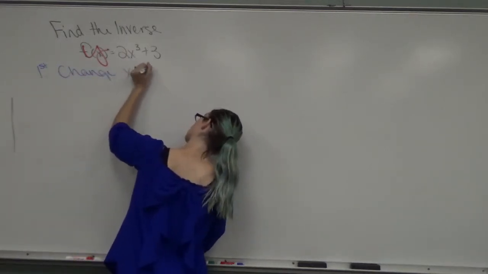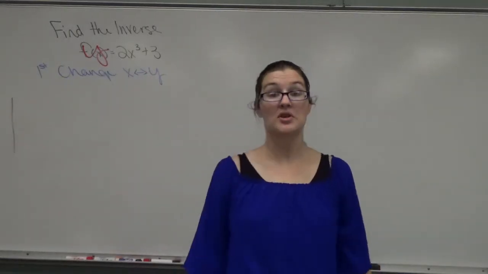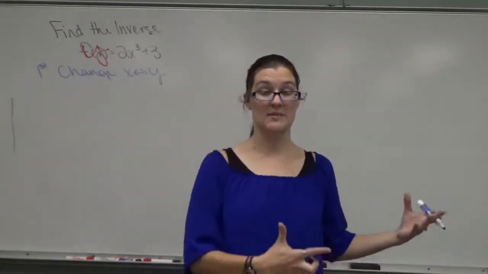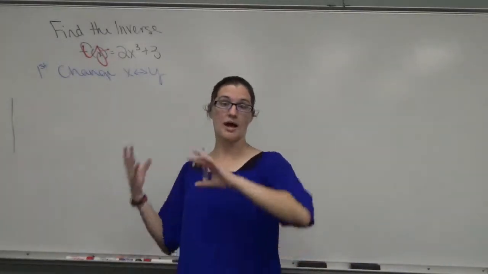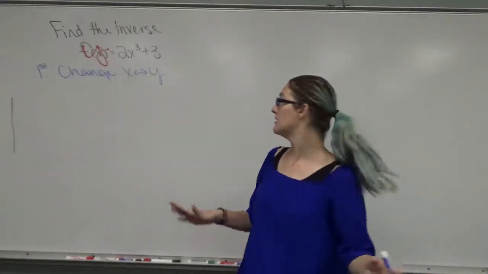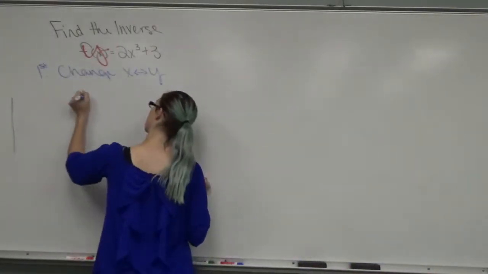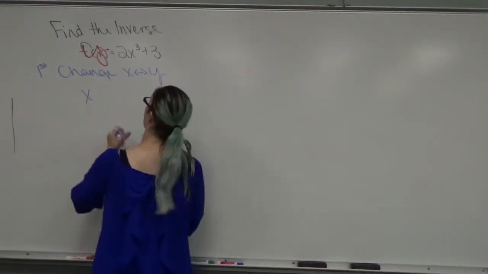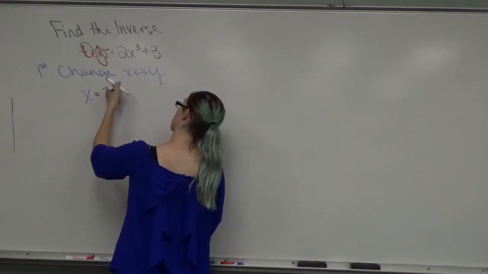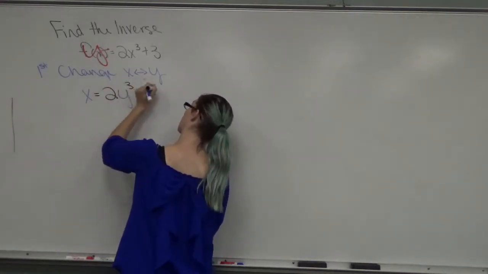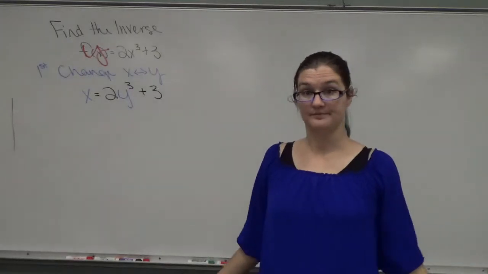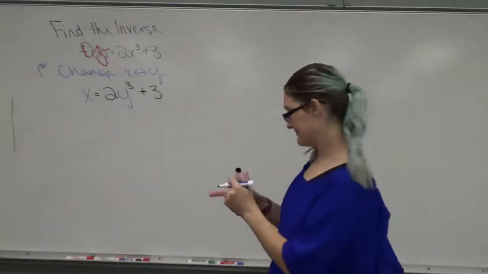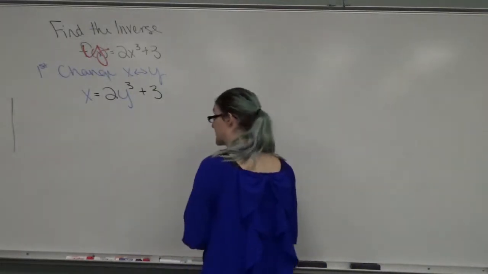That is my y. First thing you're going to do for inverses: change the x's and the y's. If there's more than one x, all of them are going to become y's. If there's more than one y, they're all going to become x's. All the x's become y's, all the y's become x's. So our y is going to become an x. Our x is going to become a y. And that's the only thing that's changing. Change the x into a y, change the y's into an x. Okay? Your next step.